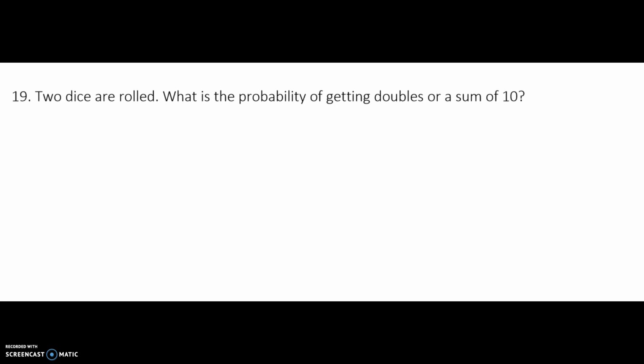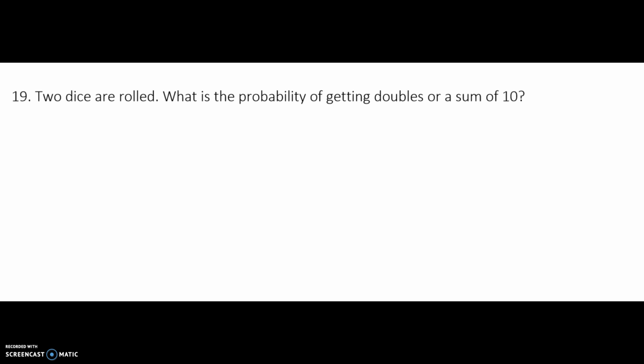All right, so in this question, we have to establish that we're looking at two six-sided die. They're being rolled here, and we want the chance of getting doubles or a sum of 10. Now, these are not mutually exclusive because you could get a 5 and a 5, and that satisfies both of these things. So we need to keep that in mind when we do it.